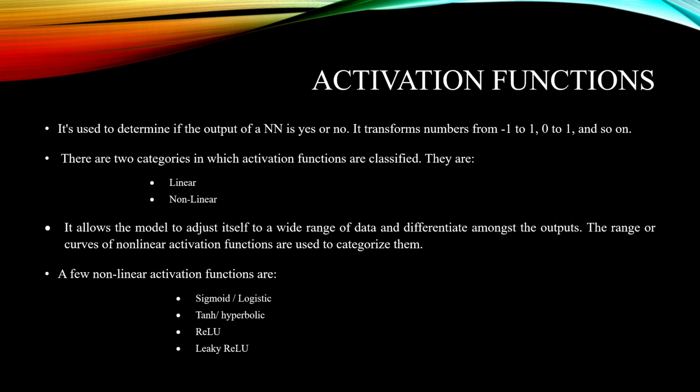Next is activation function. Activation functions are used to determine if the output of a neural network is a yes or a no. It will transform the numbers from -1 to 1, 0 to 1, and so on. And there are generally two categories of activation functions: linear and non-linear activation functions. Linear activation functions will allow themselves to adjust them, and non-linear activation functions are used to categorize them. And examples of non-linear activation functions are sigmoidal or logistic functions, tanh functions, ReLU and leaky ReLU.